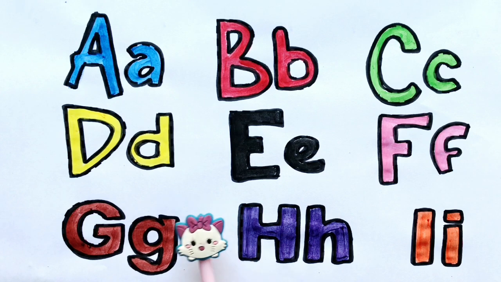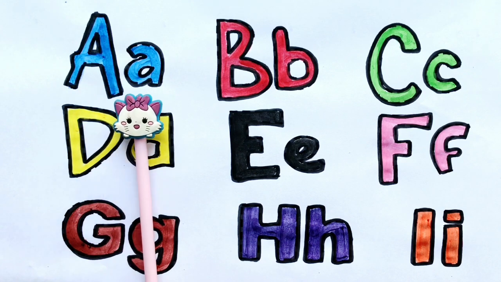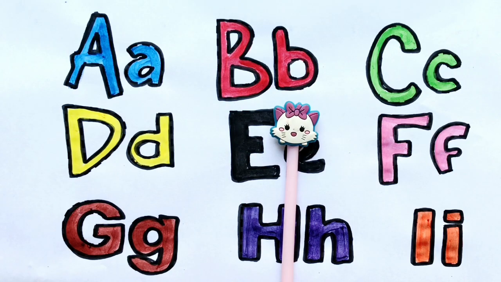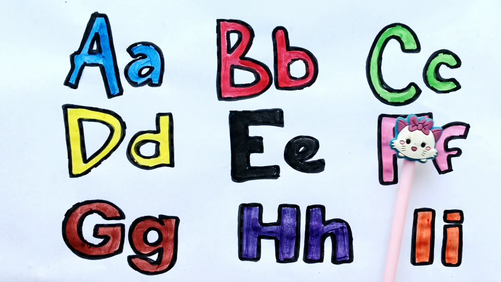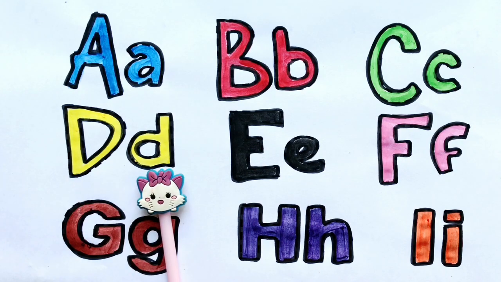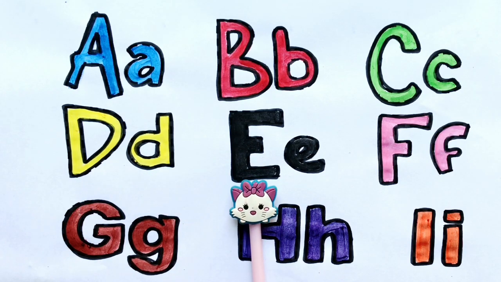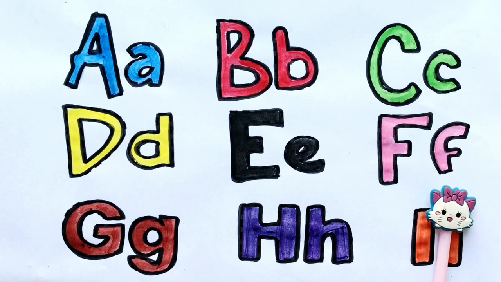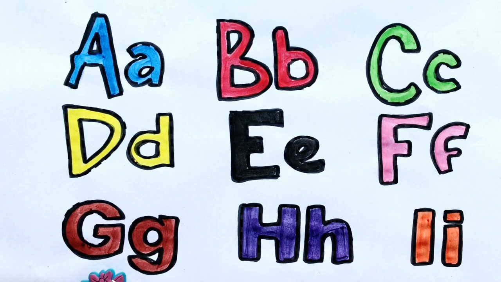Let's repeat and learn. Uppercase letter A, lowercase letter A. Uppercase letter B, lowercase letter B. Uppercase letter C and lowercase letter C. Uppercase letter D, lowercase letter D. Uppercase letter E, lowercase letter E. Uppercase letter F, lowercase letter F. Uppercase letter G, lowercase letter G. Uppercase letter H, lowercase letter H. Uppercase letter I and lowercase letter I.